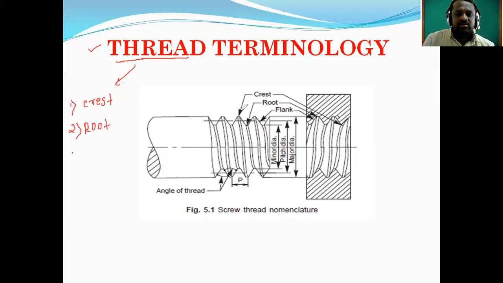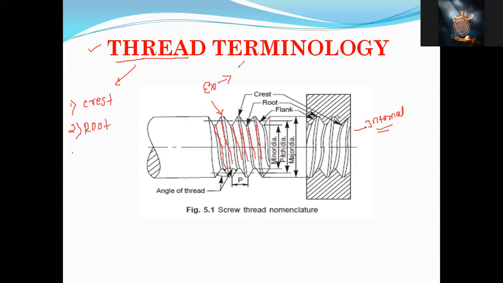Okay, now see this figure. This is the threads. This portion is called a thread. So these are the threads, whether external thread or internal thread. This is the external thread, and this is the internal thread. What do I mean by internal and external thread? Tell me an example of the external thread.